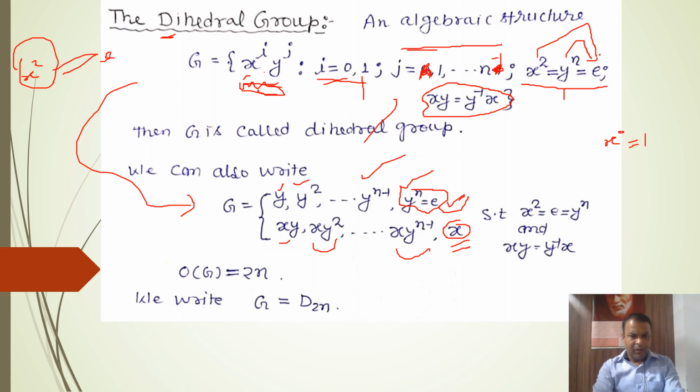It is also noted that the order of this group Z is 2n. It means every element of this group Z raised to the power 2n will give an identity. You can verify it with any element. Suppose I am taking this from here, xy square, and the power of xy square is equal to 2n. So the power 2n can be distributed on x as well as on y. So you can write here x to the power 2n, which will be equal to x square to the power n.